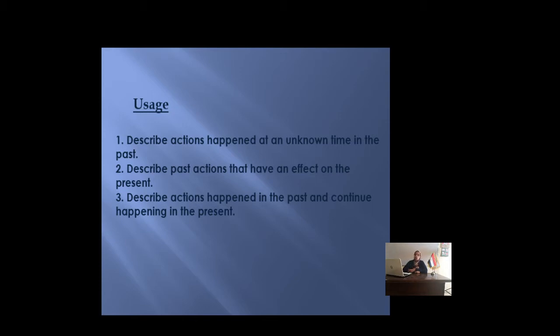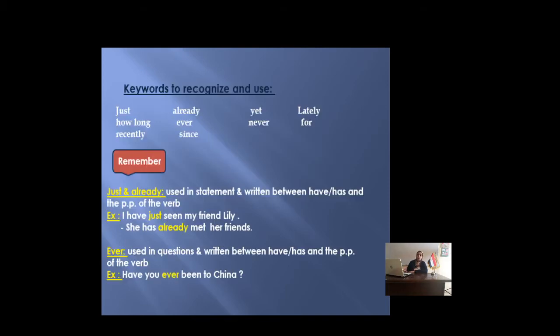Also, when you describe an action that happened in the past and continues happening in the present. For example, I have put on this jacket here. It means that I'm still wearing it, but I don't know when I will take it off. Let's go to the other slide here.